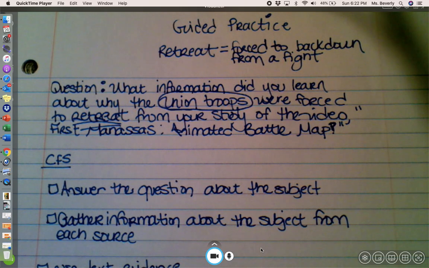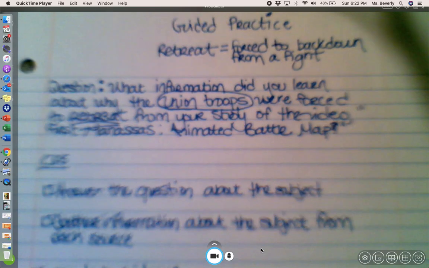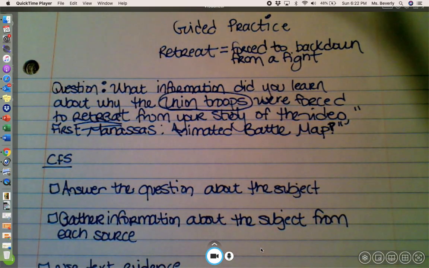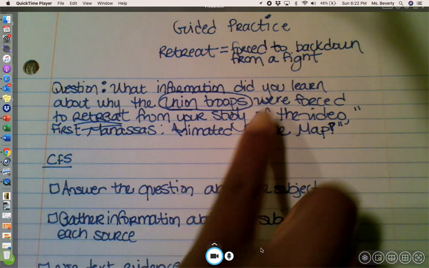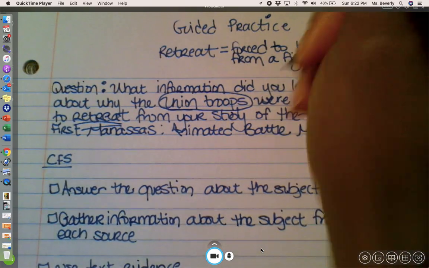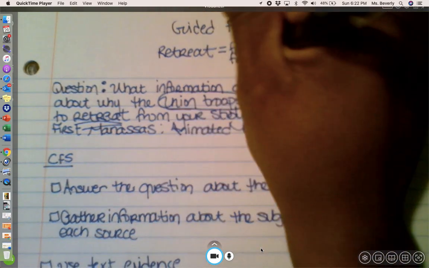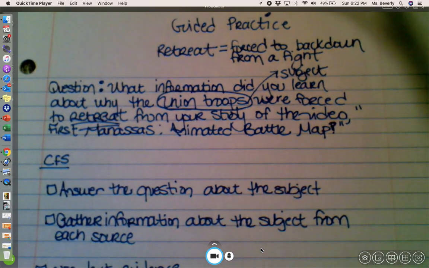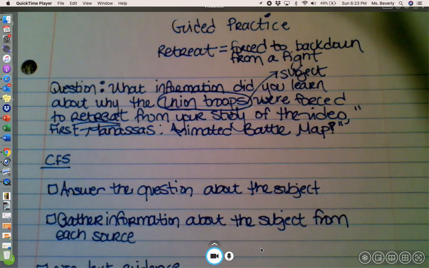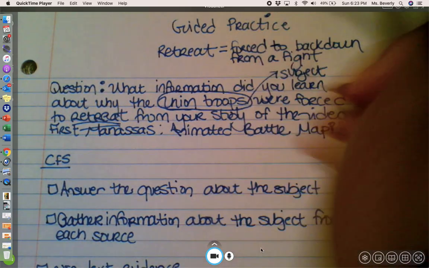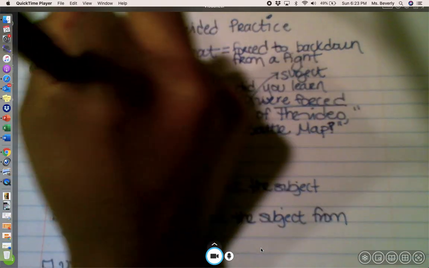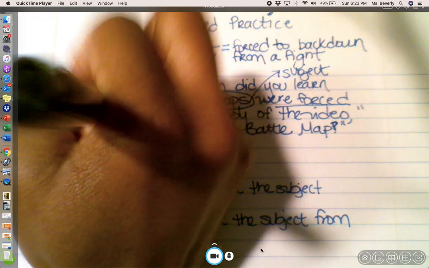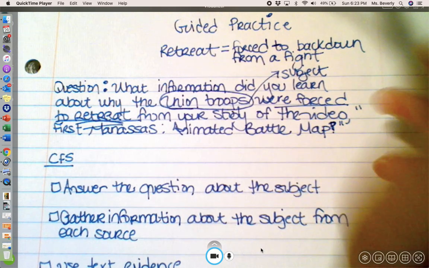So now that you have the question copied down, again, we're going to be looking for the subject and what we're trying to prove about the subject, okay? So it says, what information did you learn about why the Union troops? Here's our subject, so I'm just going to write to the side, subject. We're going to underline the situation. What they were forced to retreat, so we're going to underline that. And this word here, retreat, it means that they were forced to back down from the fight.